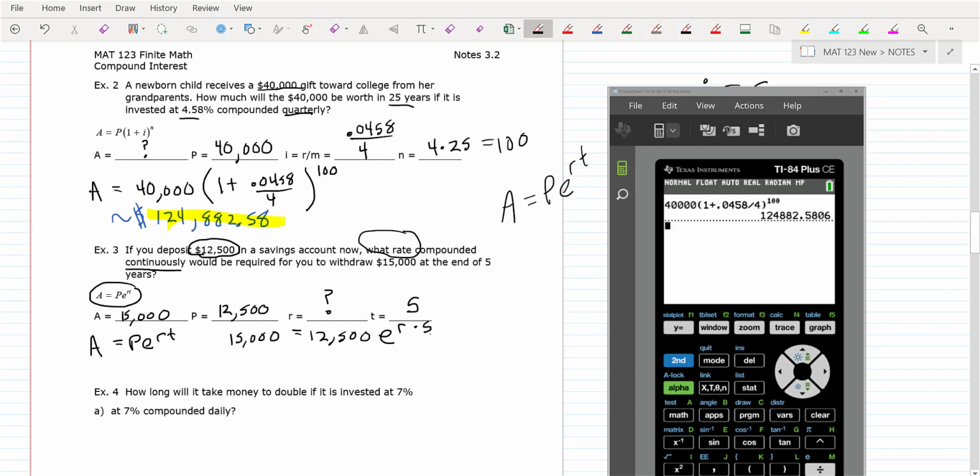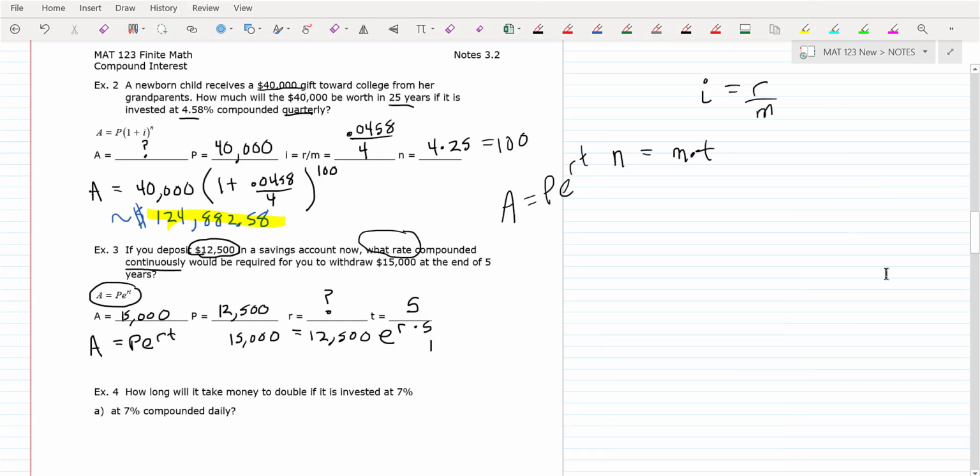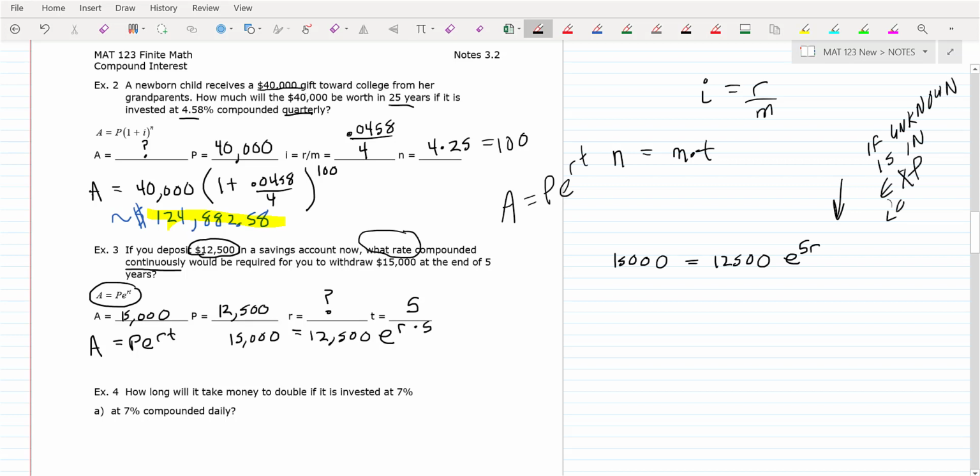And what you can do on this is we have to work with an equation. I'm going to put this over to the side here so I can take up a little bit more room. So it's 15,000 equals 12,500 times e to the 5r. So that's how that's set up. Now, here's the thing you have to pay attention to. Write this down if you need to. If the unknown is in the exponent, then you have to use logarithms.